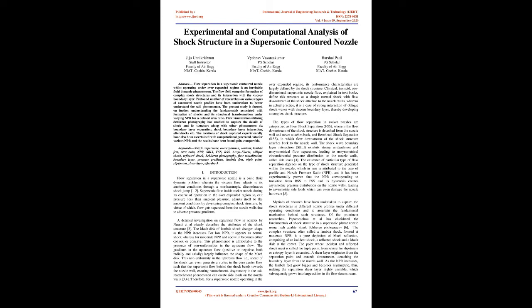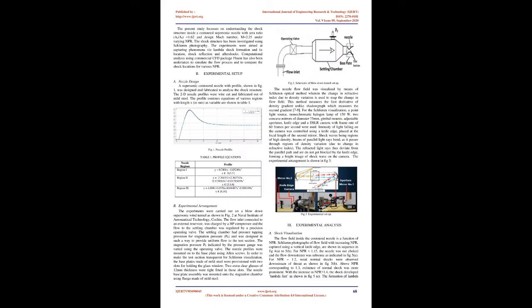Classical, inviscid, one-dimensional supersonic nozzle flow, explained in textbooks, defines this structure as a simple normal shock with flow downstream of the shock attached to the nozzle walls, whereas in actual practice, it is a case of strong interaction of oblique shock waves with viscous boundary layer, thereby developing a complex shock structure.